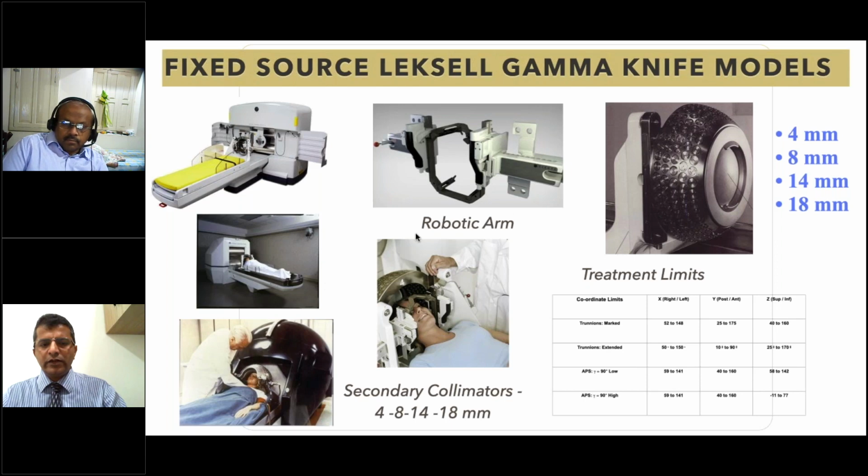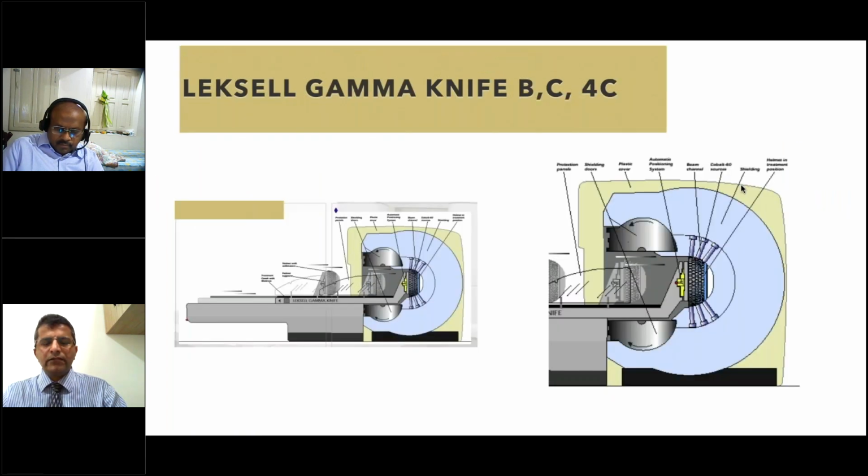All these units had 4 collimators: 4 mm, 8 mm, 14 mm, and 18 mm. These were the 4 collimator sizes used by the fixed source Leksell gamma knife models. If you look into the cross section of such gamma knife models, we could see here very well.